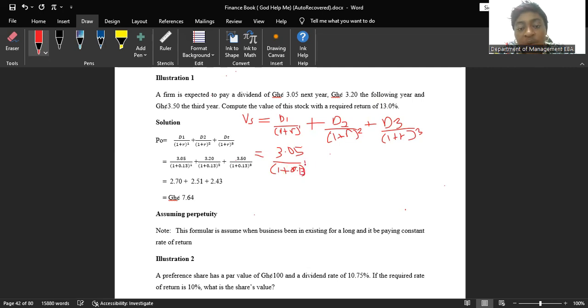Raised to the power 1, plus the second dividend, 3.20, all over 1 plus 0.13 raised to the power 2, plus 3.50 over 1 plus 0.13 raised to the power 3.